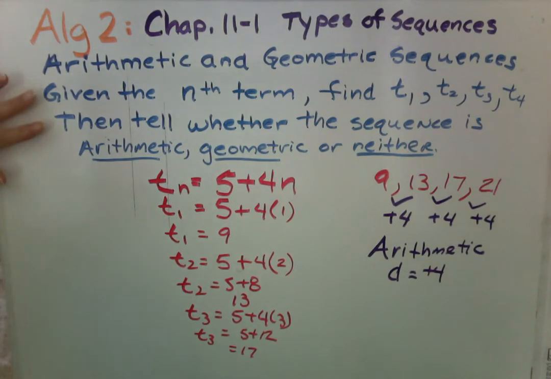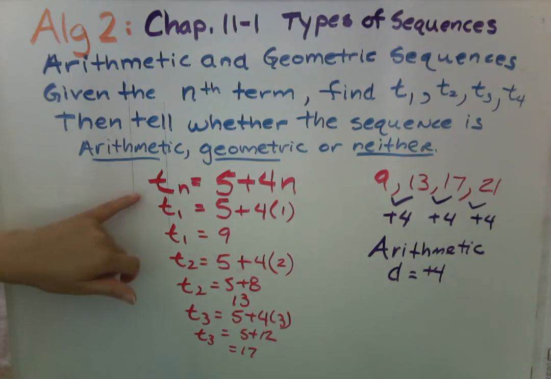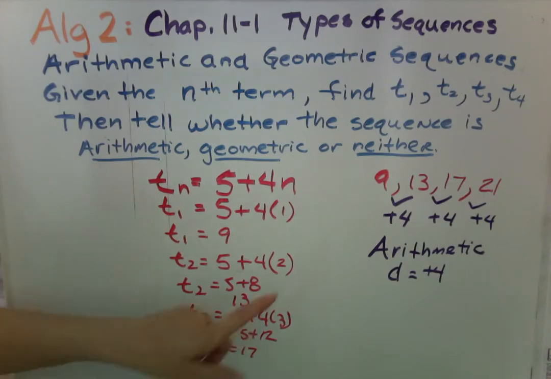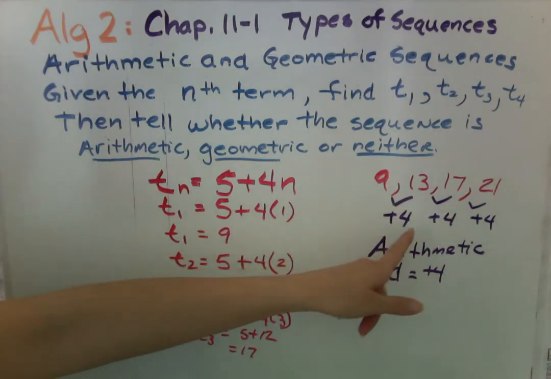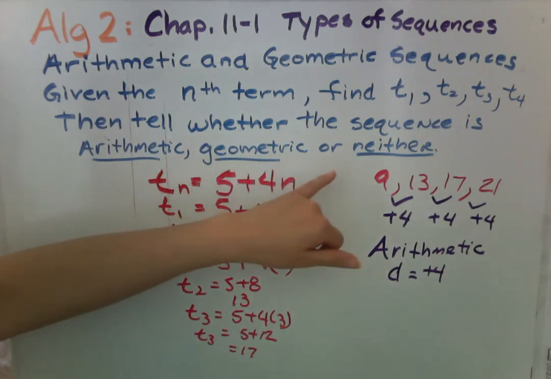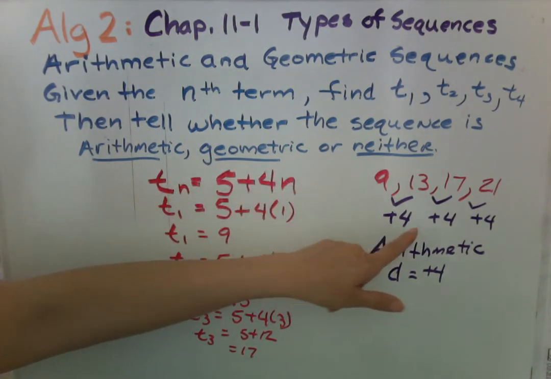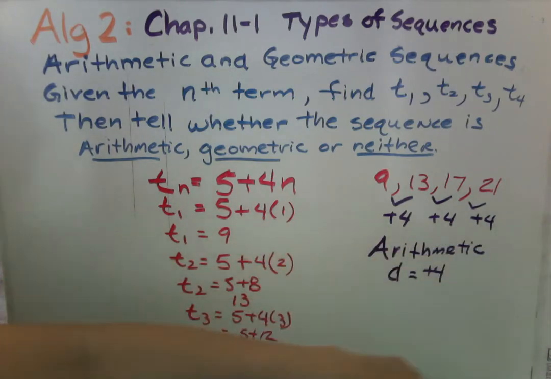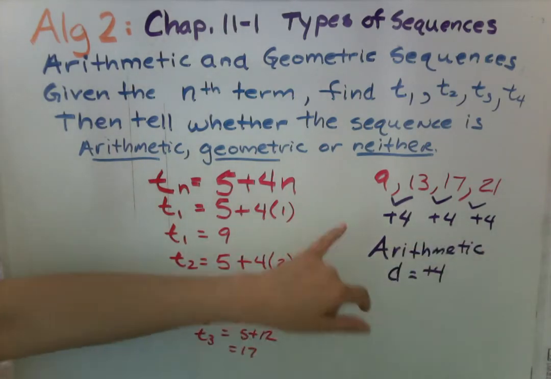So although the directions seem quite lengthy, we're actually just finding the different terms that they're asking for. We write it out, and then we try to figure out if it's an arithmetic sequence or geometric, or sometimes it's neither, meaning if it's plus 4, plus 8, plus 9, and there is no actual pattern, then you just write neither.